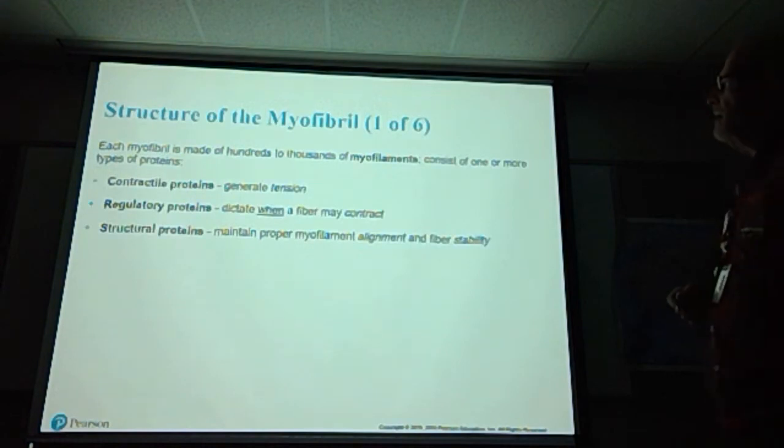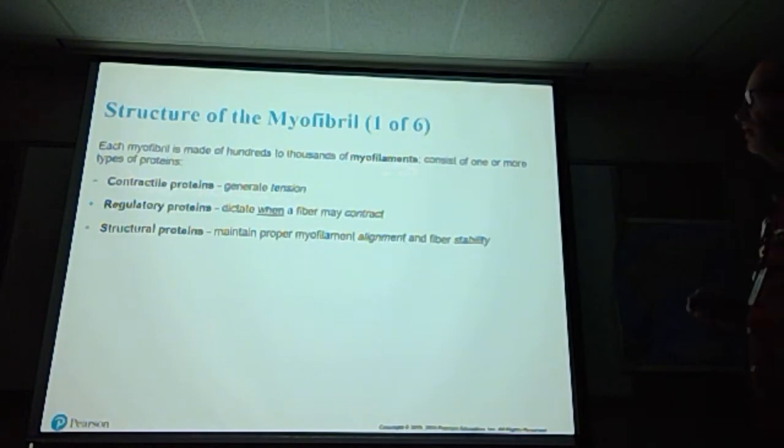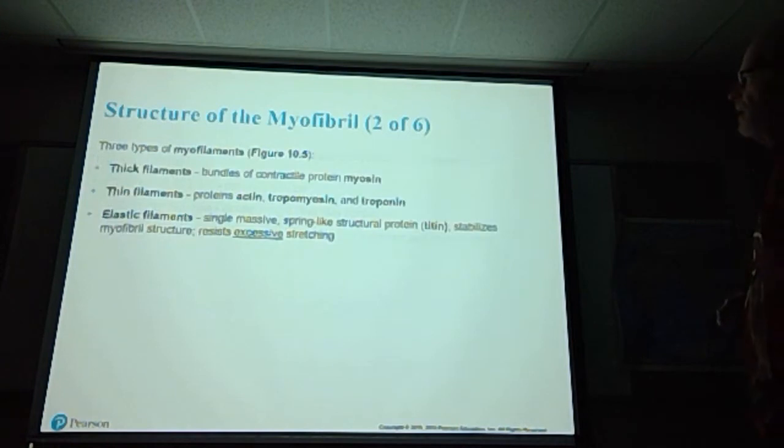Structure of an individual myofibril. Each myofibril is made of hundreds to thousands of myofilaments, consisting of one or more types of proteins. Contractile proteins generate tension. Regulatory proteins dictate when a fiber may contract. And structural proteins maintain proper myofilament alignment and fiber stability. So think about it: these are the ones that cause the movement. These are the ones that control whether it's moving or not. And these are the ones that form the framework.